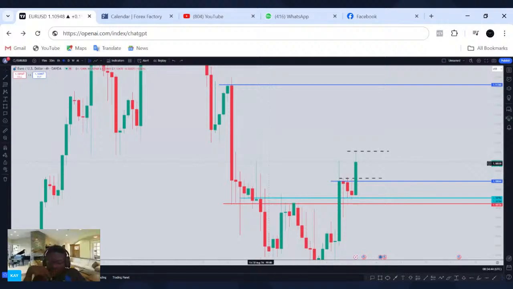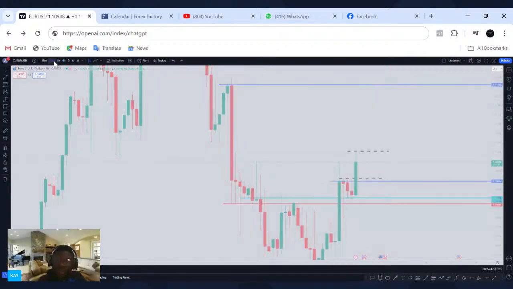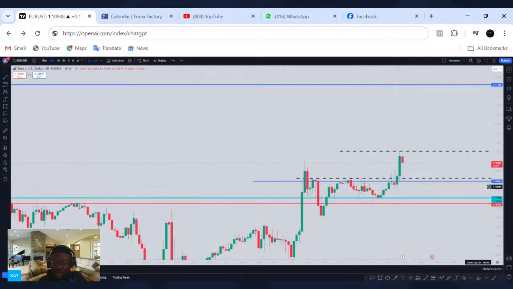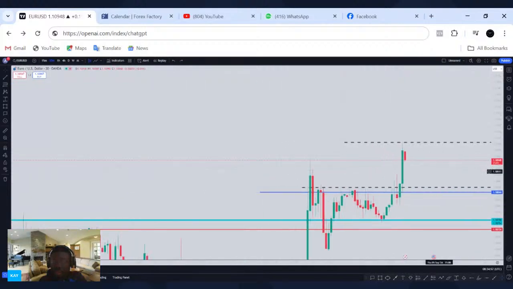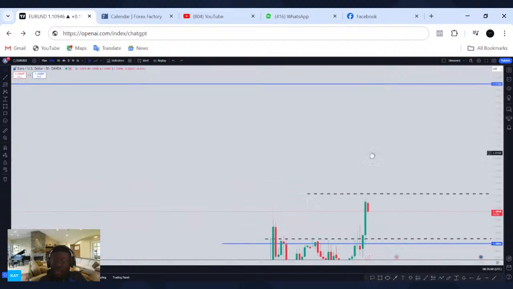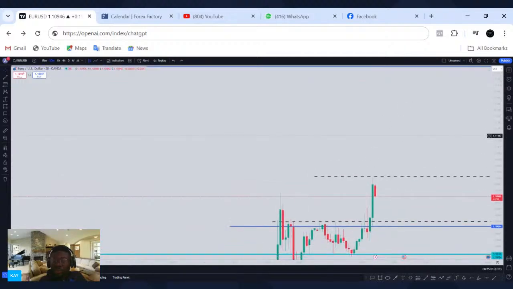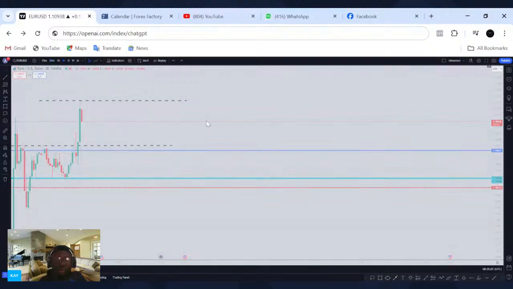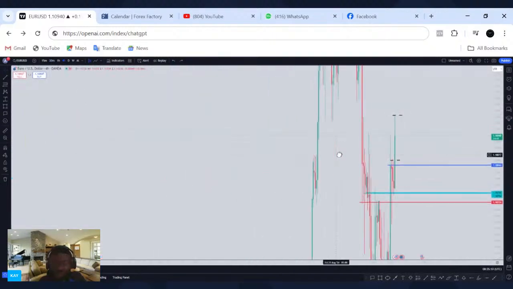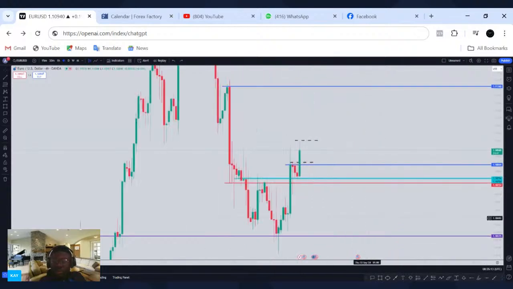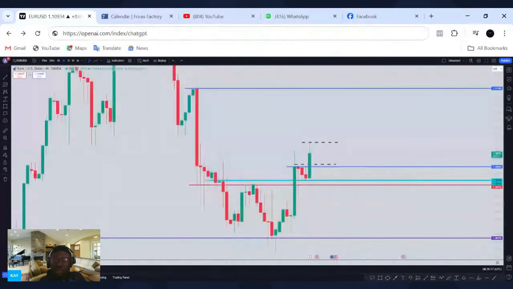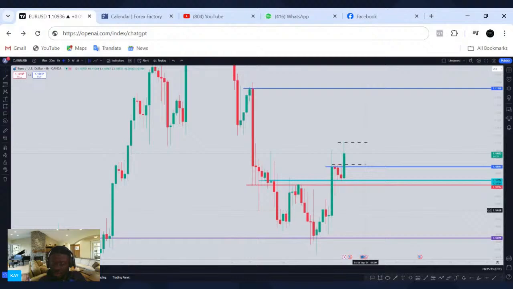So maybe we'll enter at the pullback at the 30 minutes. You get it? The retracements, they enter because you have a big room for price to move through. So that's what I'm looking out for. Let's wait for the closure of the candle and see.